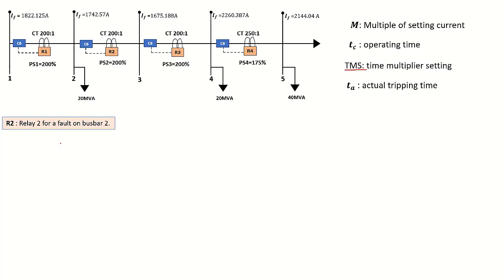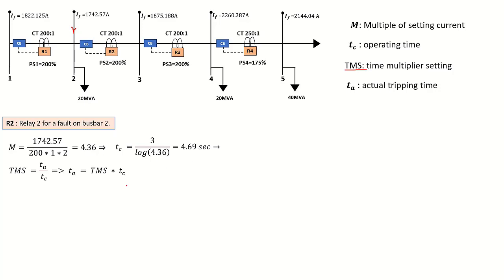Now let's calculate M for relay 2 for a fault on busbar 2. We know that for busbar 2, the fault is at 1.7 kA. We replace the value and find 4.36. Then we can deduce our TC for the standard characteristic curve. That is equal to 4.69 seconds, basically 4.7 seconds.